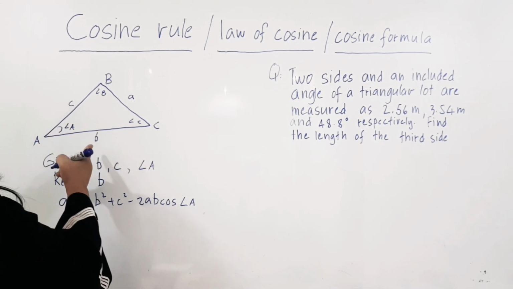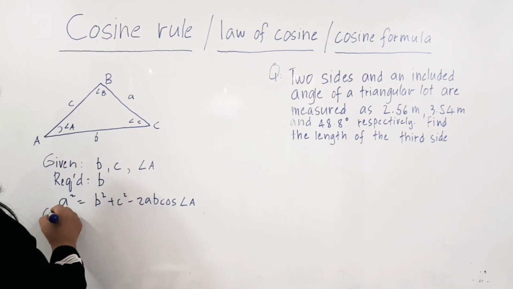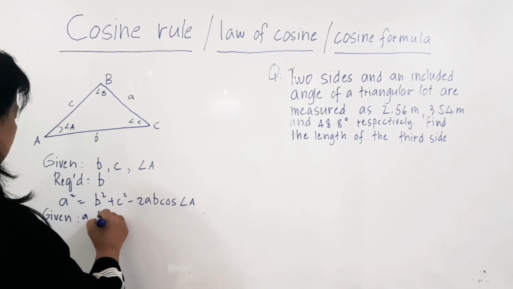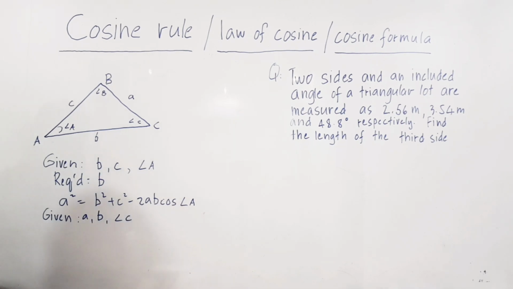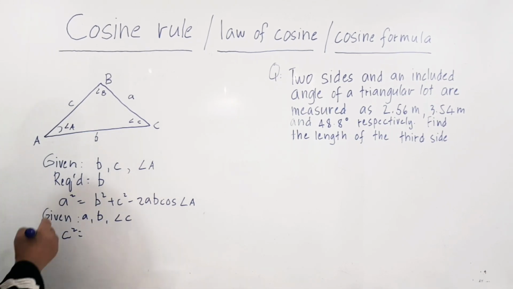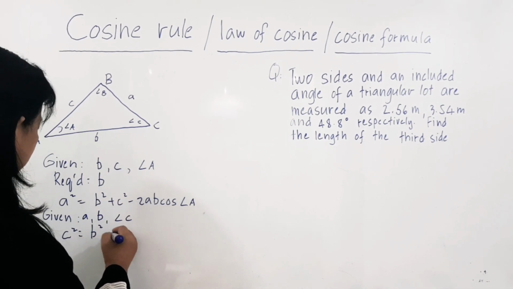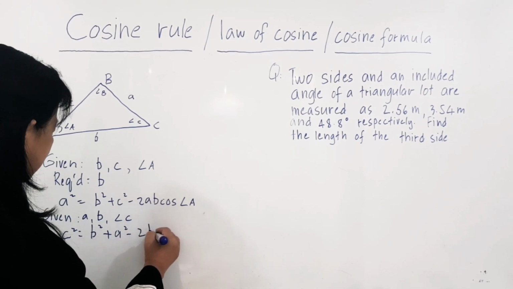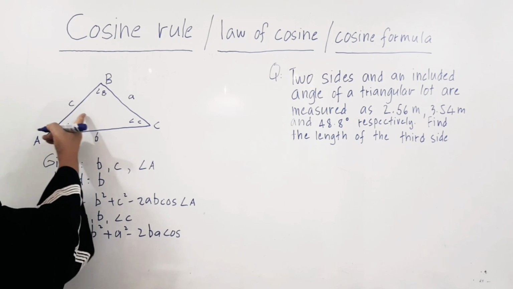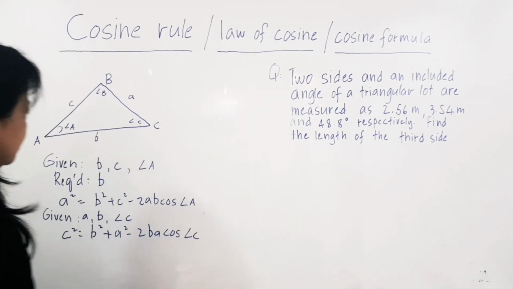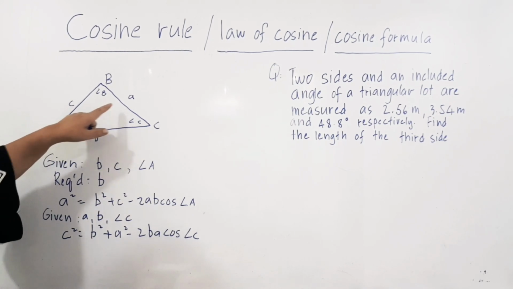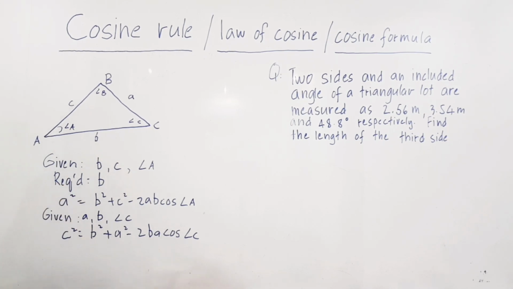Another form, for example, the given is A and B, and angle C. So, how will we make a formula? We see that C squared, which is the one we're looking for, is equal to B squared plus A squared minus 2BA cosine of the opposite angle of side C, which is angle C. So, if we're looking for side C, the angle C, the opposite angle, must be given. If we're looking for side A, the opposite angle must be given. So, to use this cosine formula.